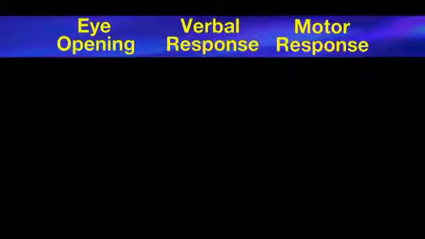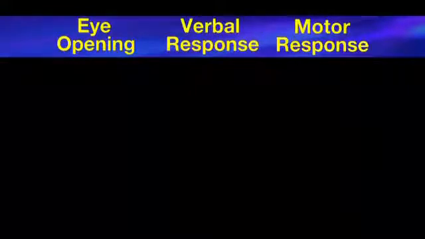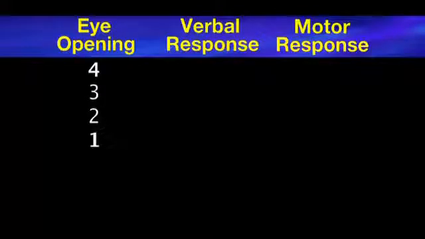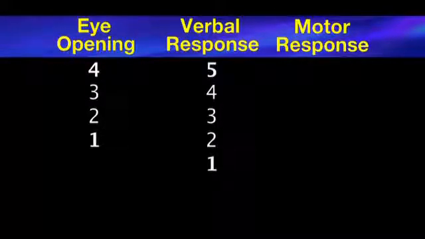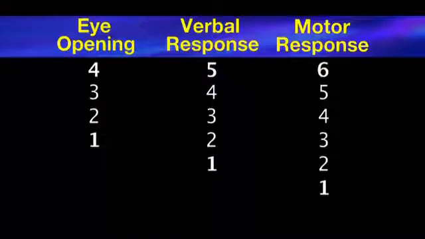The eye-opening response is scored with a maximum of 4 and a minimum of 1. The verbal response has a maximum of 5 and a minimum of 1. And the motor response has a maximum of 6 and a minimum of 1. You will see that the minimum score for each component of the GCS is 1. This is to demonstrate that the component has actually been assessed and so avoids a score of 0.